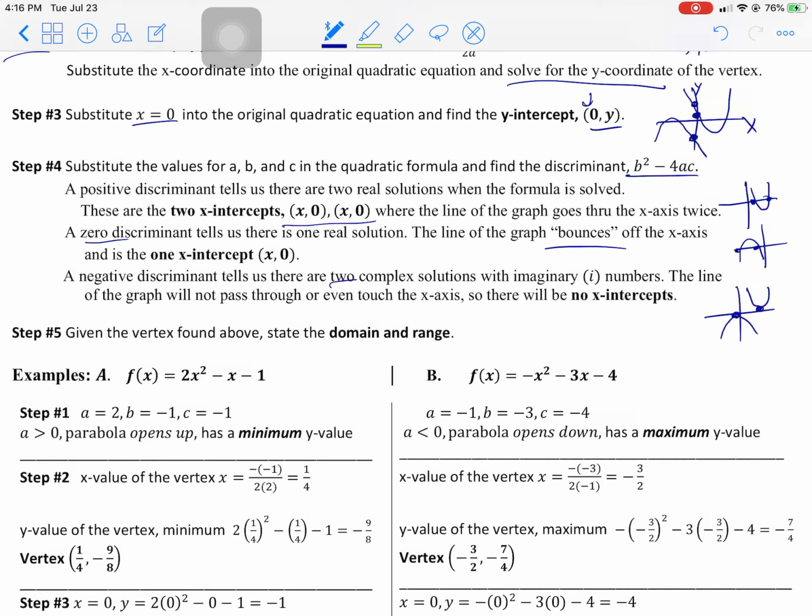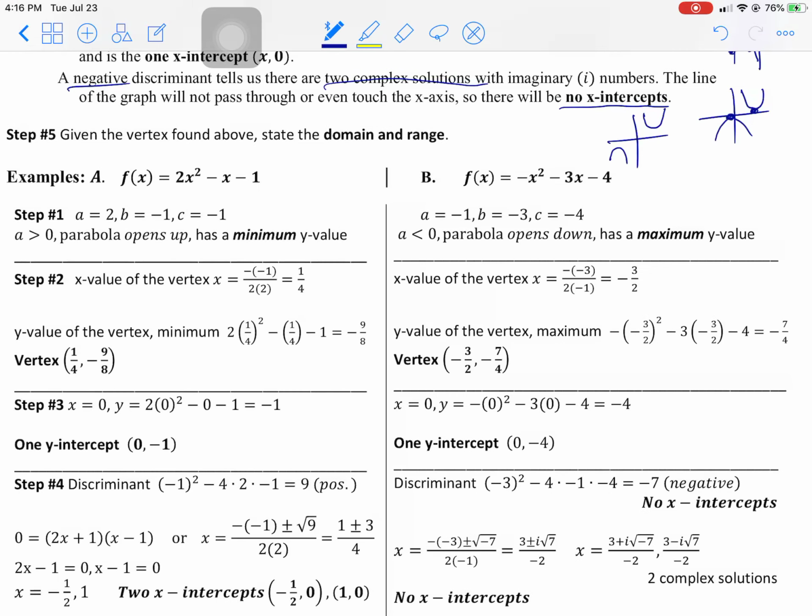Okay? What happens with the 2 complex solutions when you have an i? When you have an i, mathematically there will be no x-intercepts, because visually this parabola is going to hang up here or down here. It's not going to touch the x-axis, so there will be no x-intercepts. That's how it's going to come out mathematically when you have a negative discriminant.